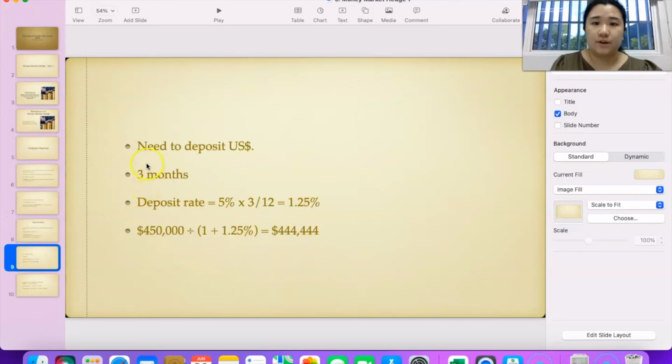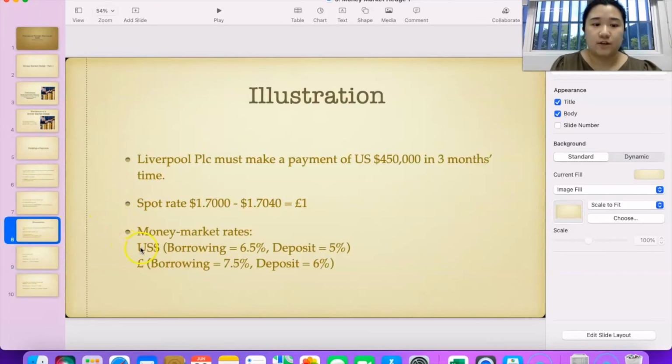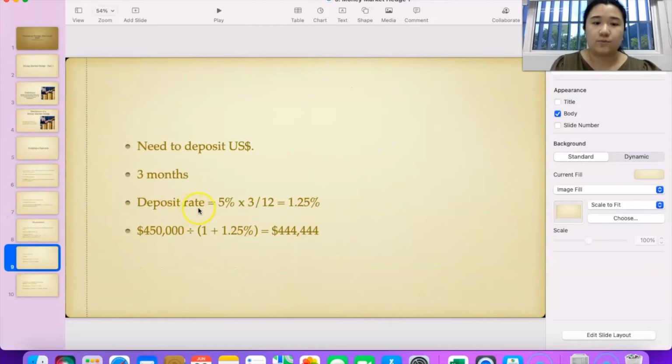So it's a payment, right? So we have to deposit US dollars. And it was for 3 months. So let's look here. US dollars deposit is 5% annually. So we have to prorate it. 5% times 3 over 12. So this is 1.25%.